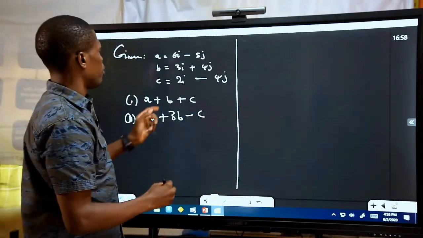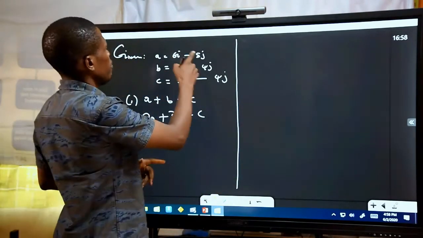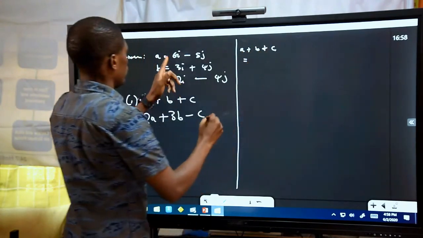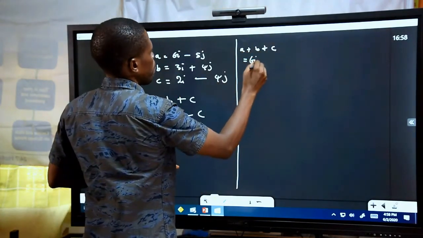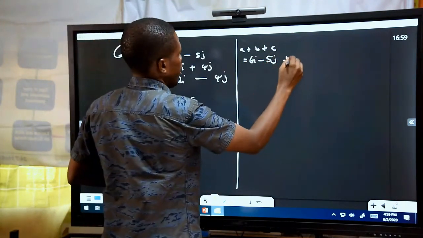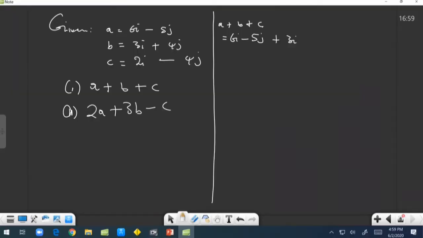We have A plus B plus C, so we have the three vectors. A plus B plus C is equal to A, which is 6i minus 5j, and B, which is 3i plus 4j, and C, which is 2i minus 4j.